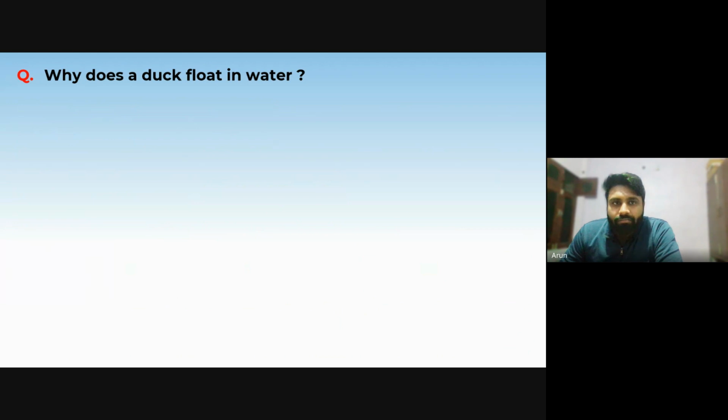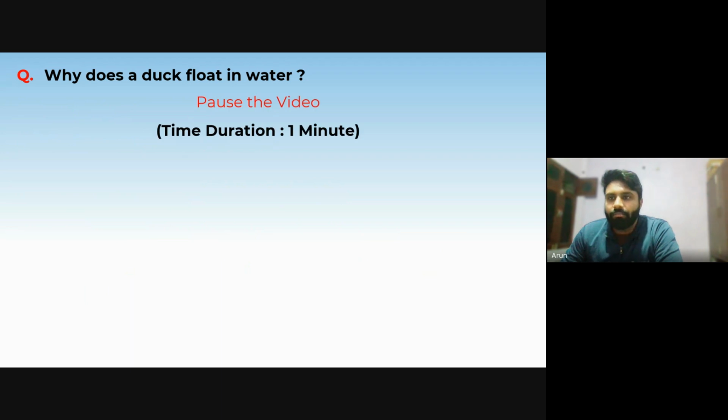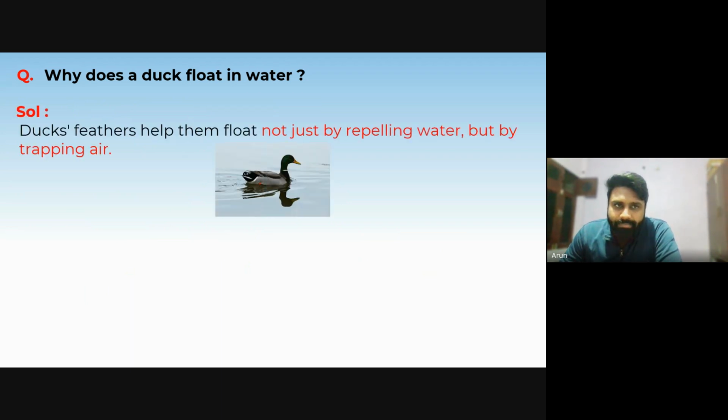Now, why does a duck float in the water? Because of its biological function. So what is happening there? The duck's feathers help them to float. They repel the water. Like we have seen in the boat, there are blades which throw the water backside, so then we can move in the forward direction. So the feathers of the ducks also help to push the water backside so that it can move forward.